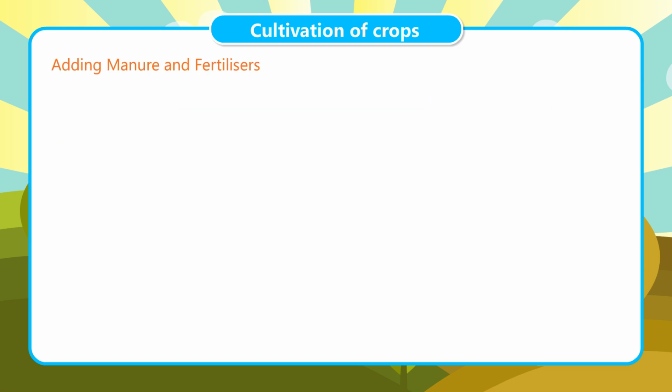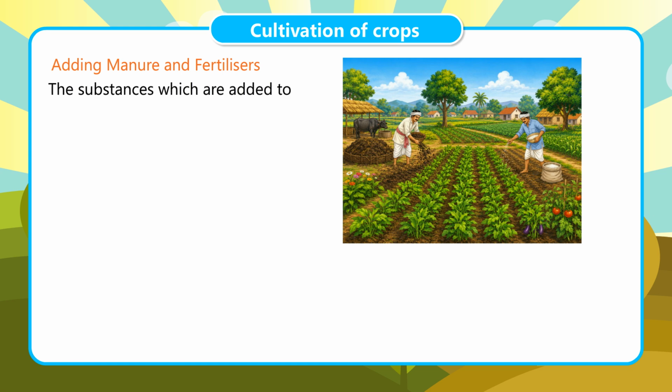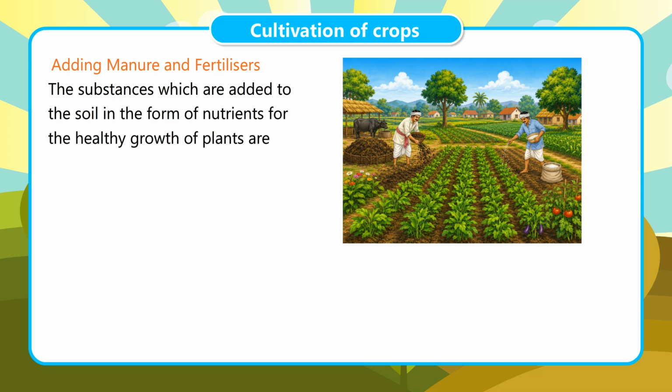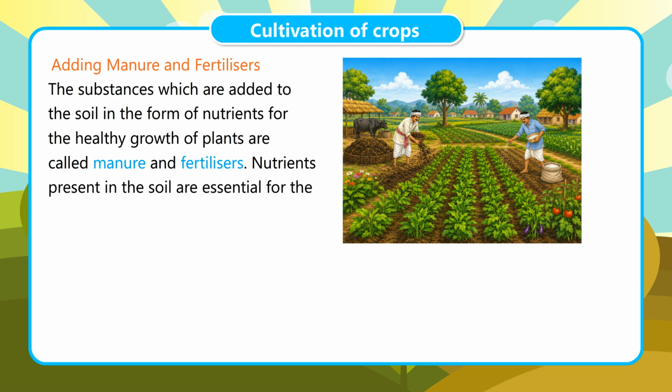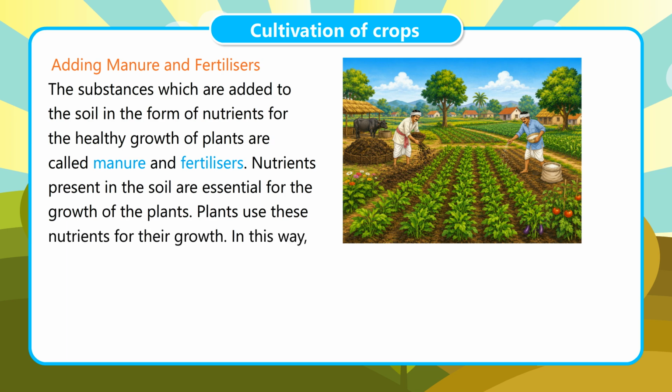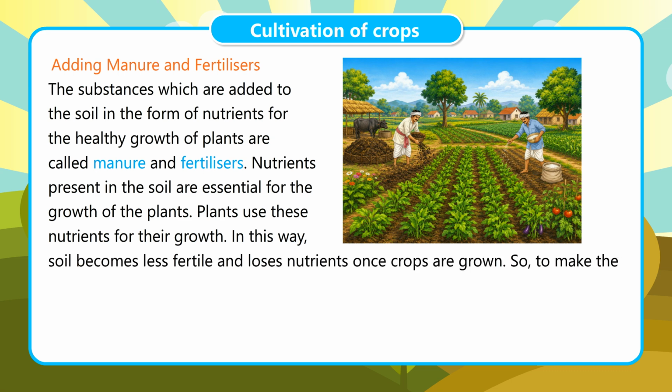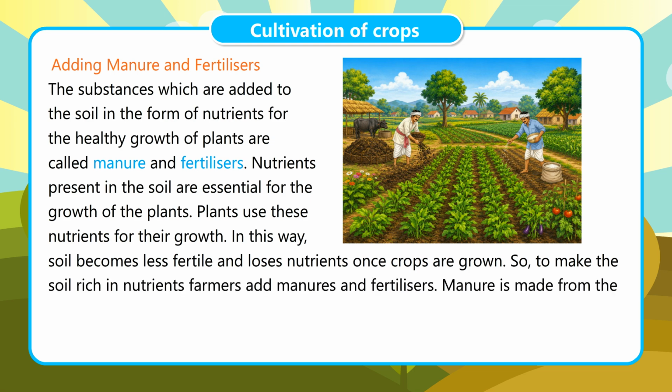Adding manure and fertilizers. The substances which are added to the soil in the form of nutrients for the healthy growth of plants are called manure and fertilizers. Nutrients present in the soil are essential for the growth of the plants. Plants use these nutrients for their growth. In this way, soil becomes less fertile and loses nutrients once crops are grown. So, to make the soil rich in nutrients, farmers add manures and fertilizers.